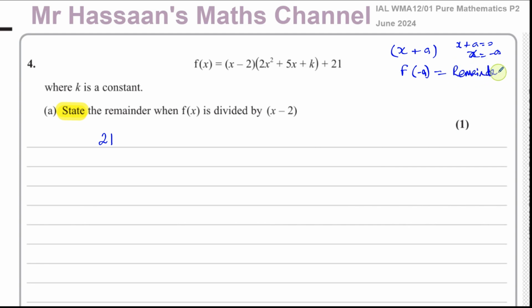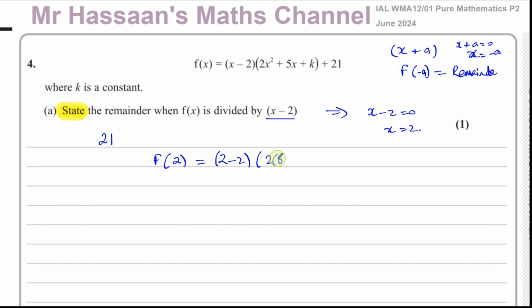So in this case, we're dividing by x minus 2. What value of x makes x minus 2 equal 0? Well, x equals 2. If we replace x with 2 inside here, of course, this bracket is going to become 0. You'll have 2 minus 2, which is 0. And the whole thing is going to end up as 0, because you're going to have 0 times whatever this comes out as. So you don't even need to know what this becomes.